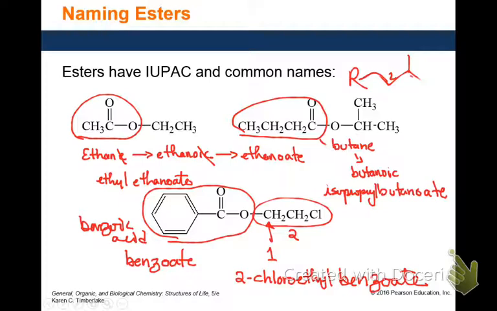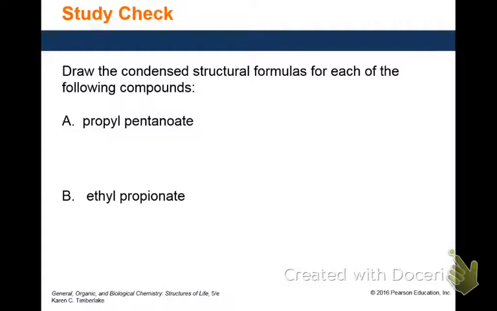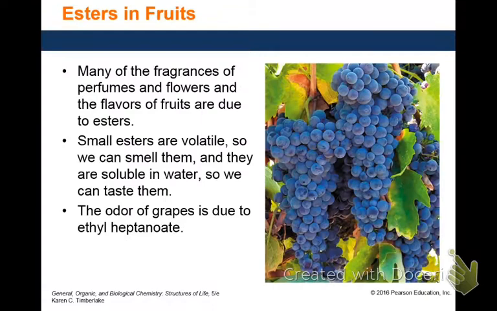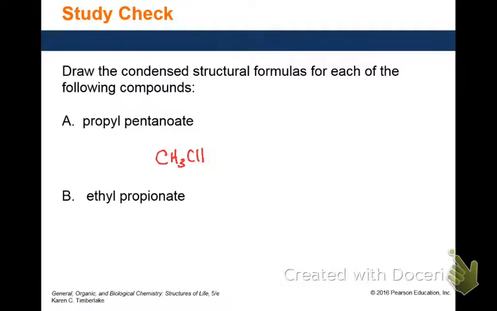Okay, you also have to draw structures from names. That's almost easier. So propyl pentanoate. What are you going to do? Draw the parent first. Five carbons. Do you want bond line, or do you want me to write CHs out? CHs. All right, I'll draw CHs. CH3, CH2, and then C, double bond O, and O. And propyl is what? Three.